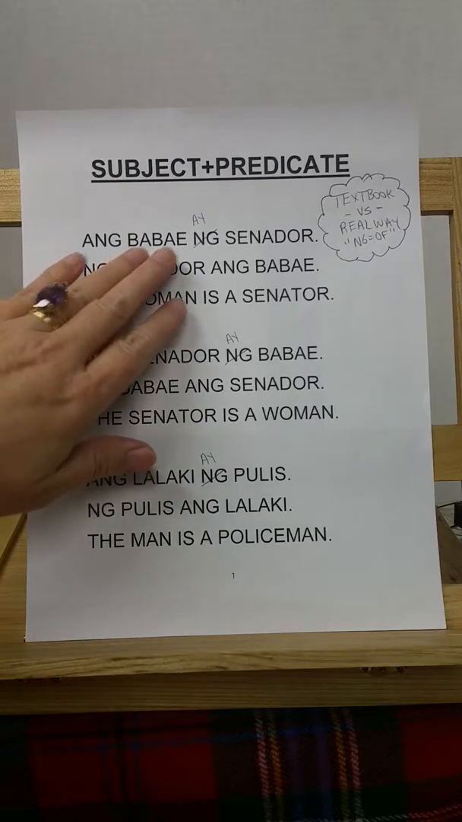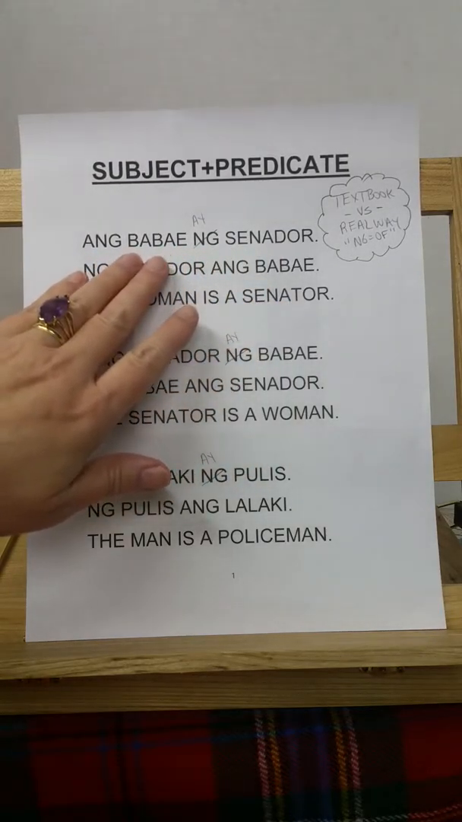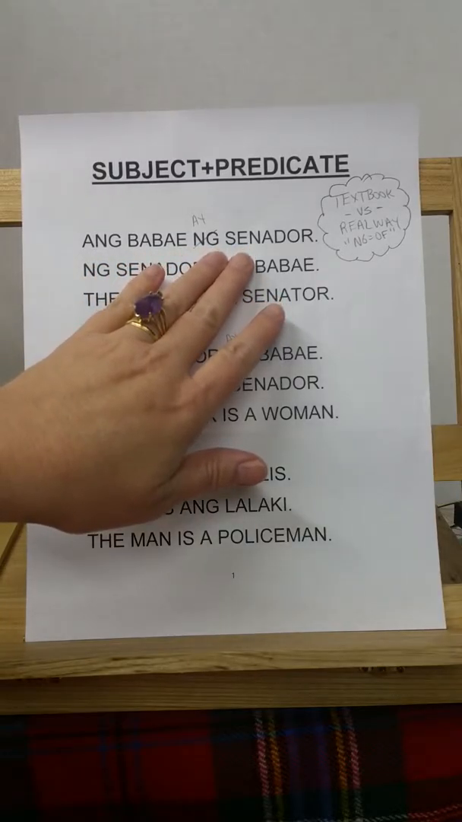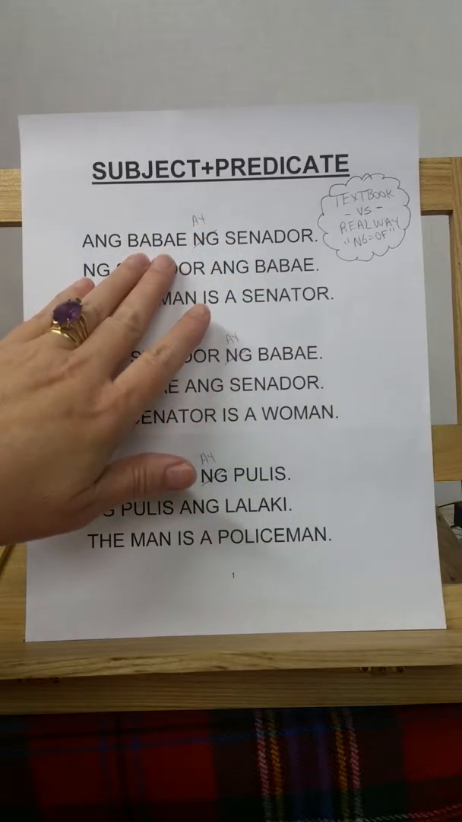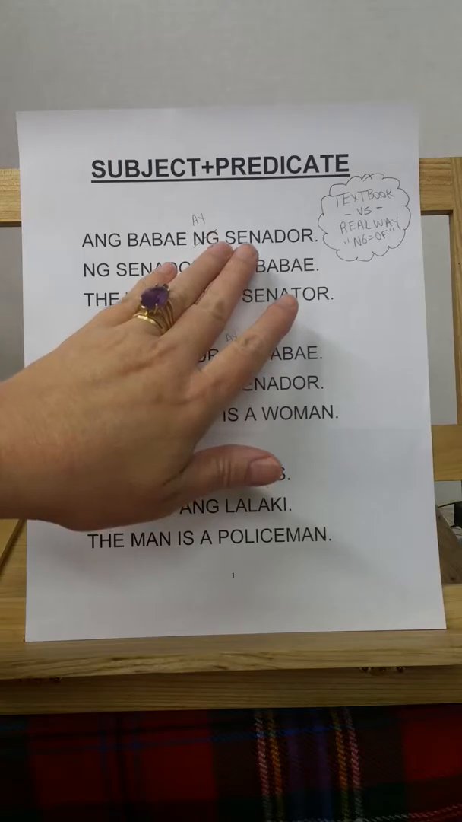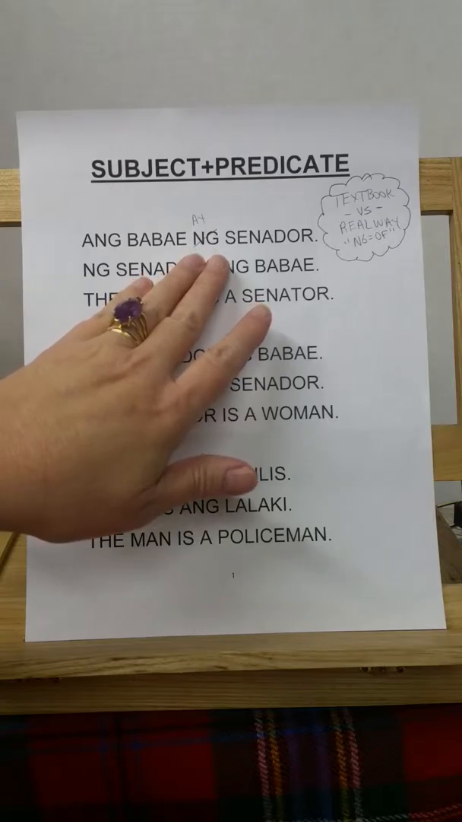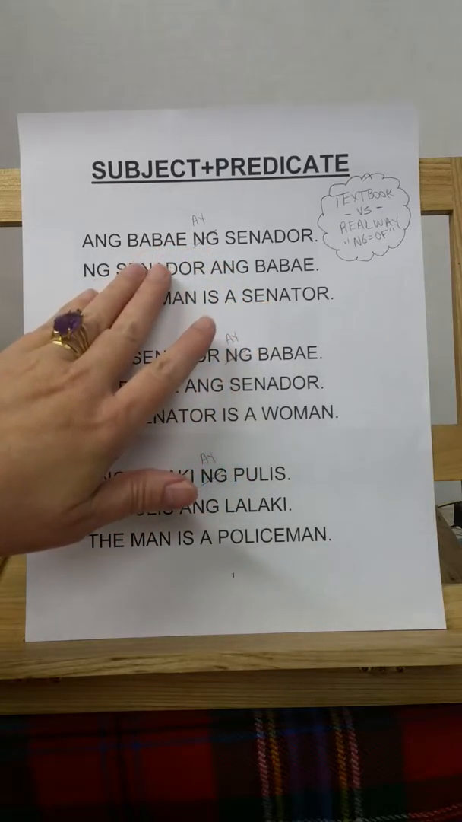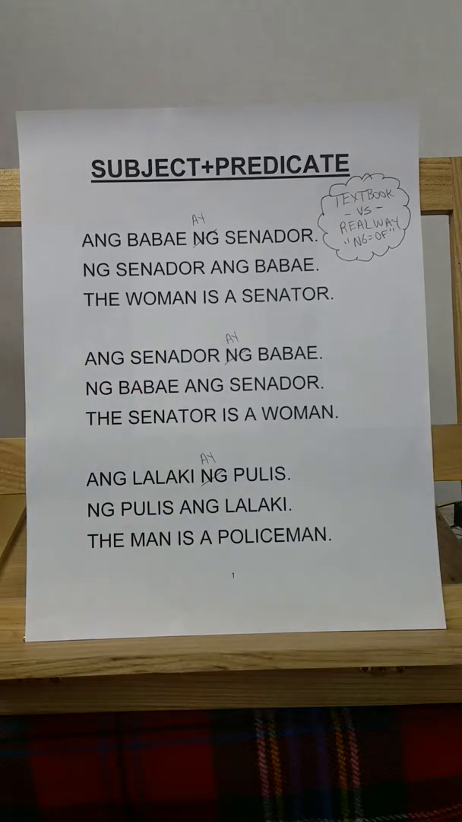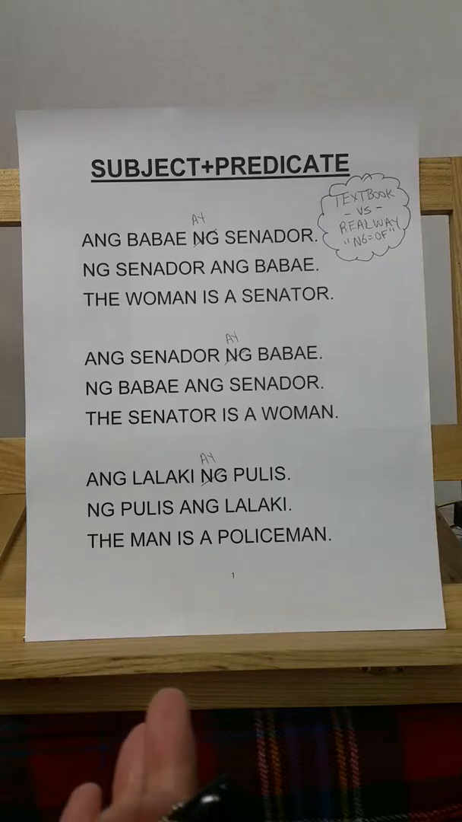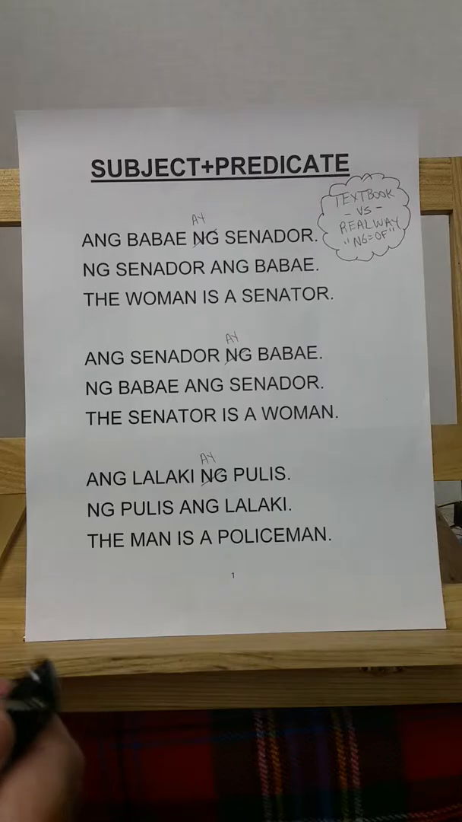So to them, ang babae ng senador, ang babae being the woman or the lady being the focus, the ng senador being the predicate explaining who the woman is. The woman is a senator is incorrect. They feel how they were raised is ng being of. So when they read this sentence, it's unclear to them. So even though this may be technically the correct way, I'm no longer going to bring it up that way because we are trying to learn conversational Tagalog, how the common people in the Philippines would speak.